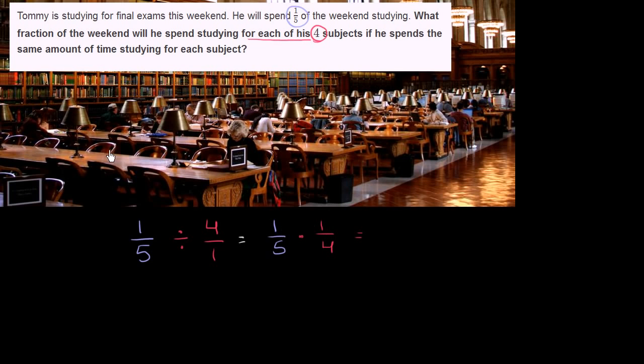But here we multiply our numerators to get 1. And then we multiply our denominators. 4 times 5 is 20. So you get 1/20 of the weekend will be spent studying for each subject.